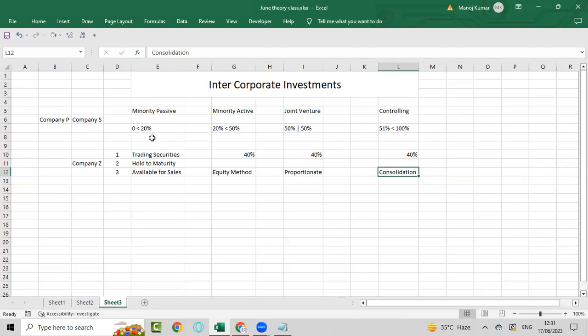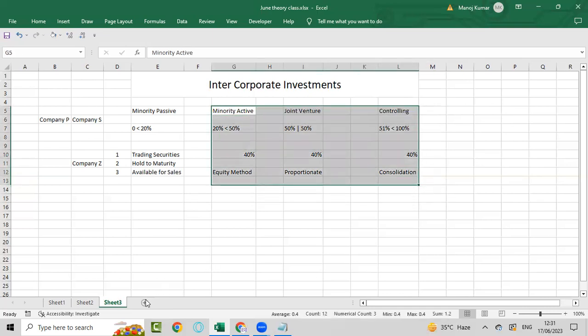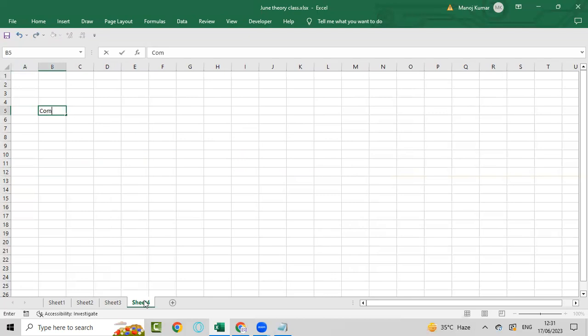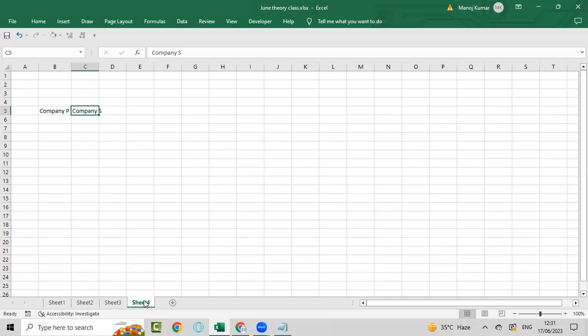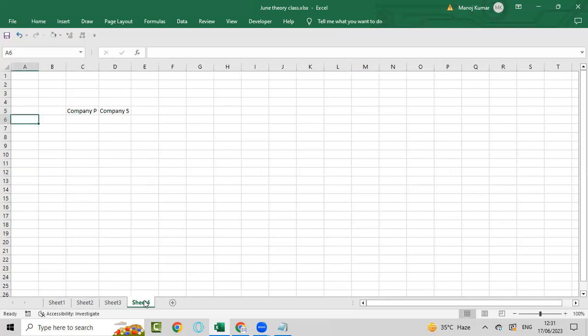So now we will take one example on these three things. We have one company P. We have one company S. Sales is 1000. Expenses 600. Profit, this minus this. Company P, company S, company Y, company H. Okay.